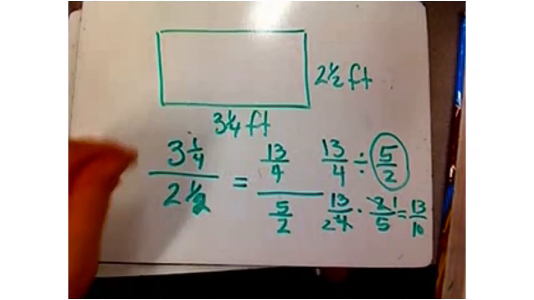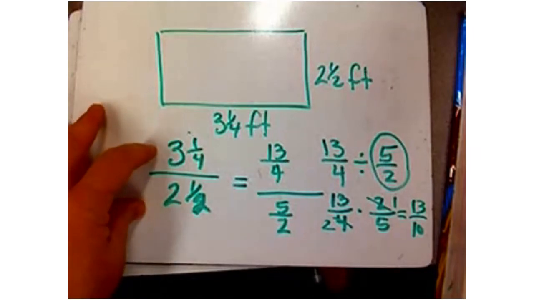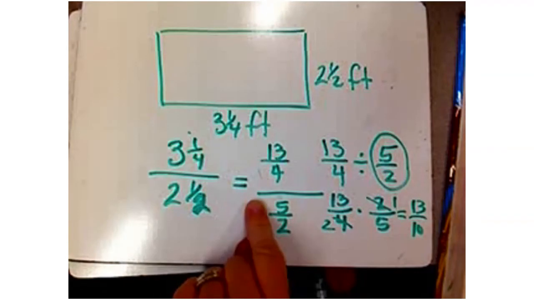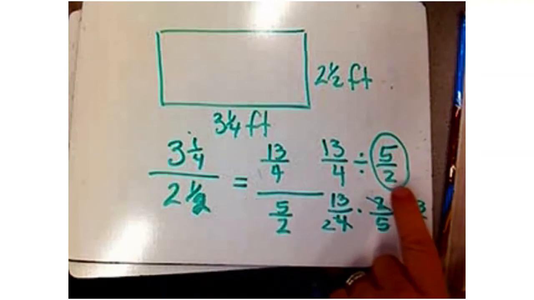So when you have a fraction compared to a fraction, change them to improper fractions. Remember that the big fraction bar is just division, so rewrite it as division.